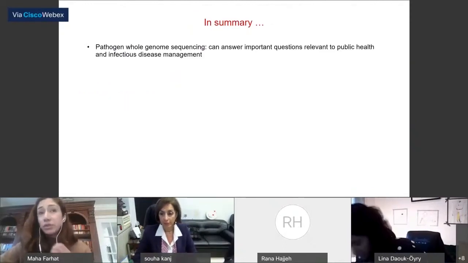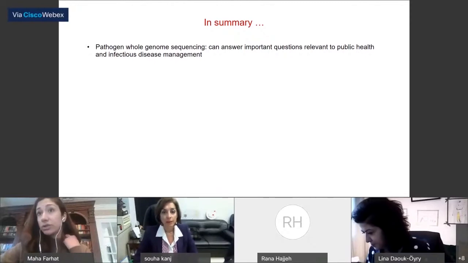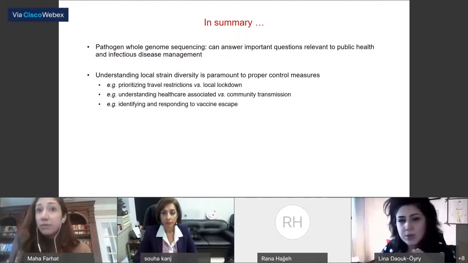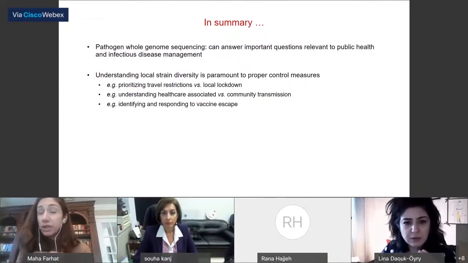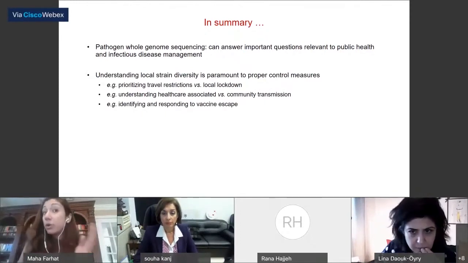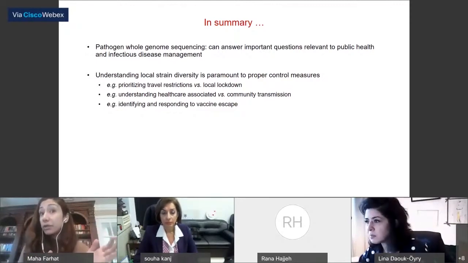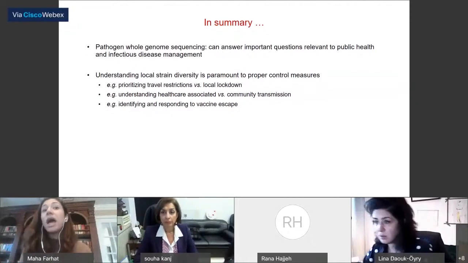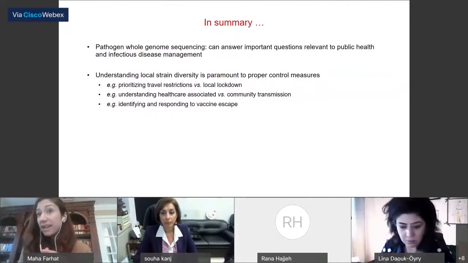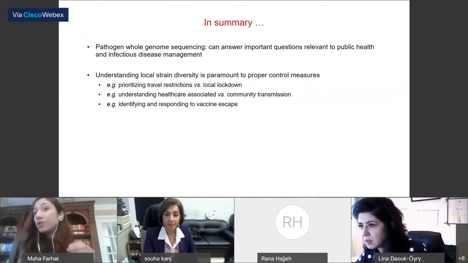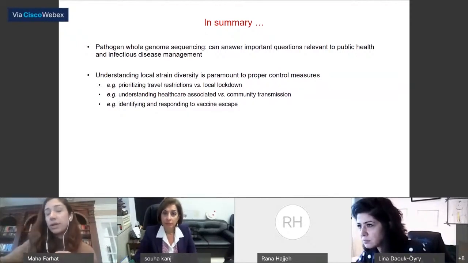So in summary, pathogen whole genome sequencing can answer important questions relevant to public health and infectious disease management. Understanding local strain diversity is paramount to proper control measures. Some examples include prioritizing travel versus local lockdown, understanding healthcare associated versus community transmission, identifying and responding to vaccine escape, which we're already starting to see with some of these UK strains and the South African strains. So surveying what strains are continuing to cause disease as we roll out vaccines should be a priority.